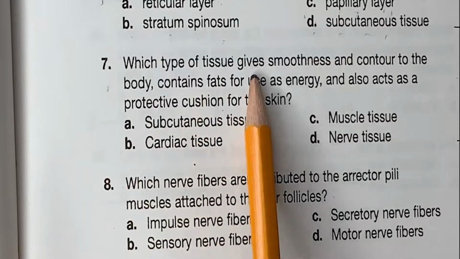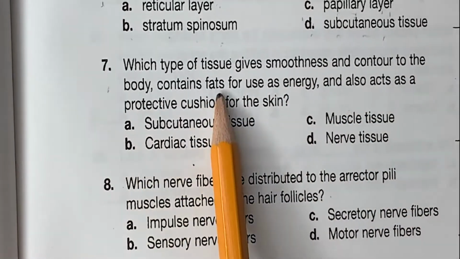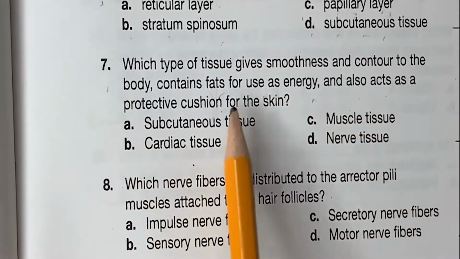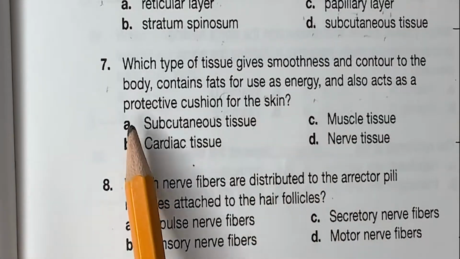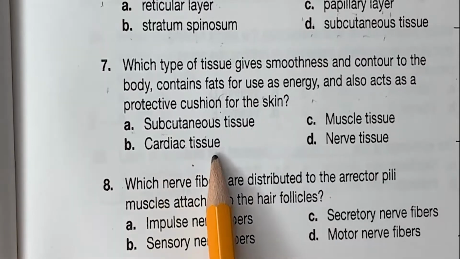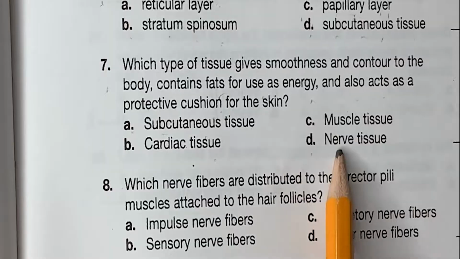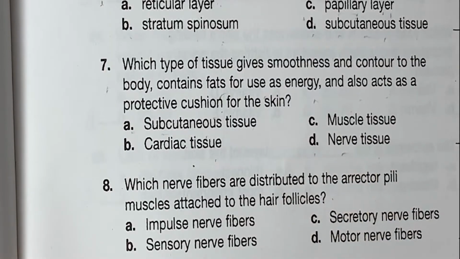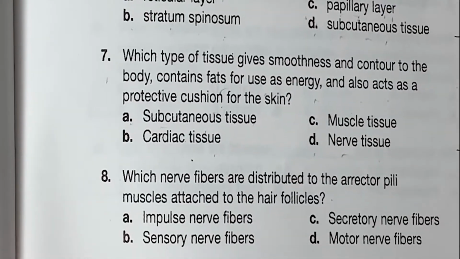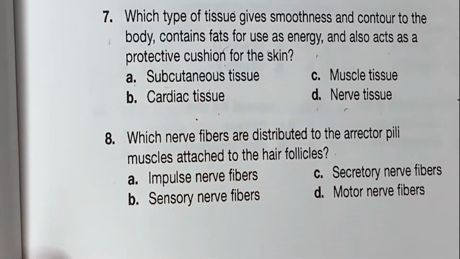7, which type of tissue gives smoothness and contour to the body, contains fats for use as energy, and also acts as a protective cushion for the skin? Is it A, subcutaneous tissue, B, cardiac tissue, C, muscular tissue, or D, nerve tissue? And your correct answer is A, subcutaneous tissue.